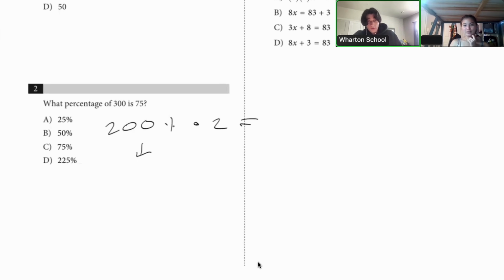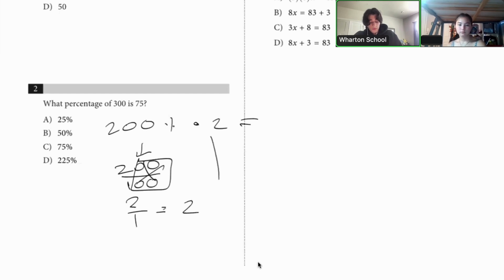So we know we have 200%, right? What does percent mean? Over 100. So then as a fraction, it would be 200 over 100. And what happens when you're dividing two numbers with an equal amount of zeros? They cancel each other out, so it'd be 2 over 1, which is just equal to 2. And then we're just multiplying that by 2, which is going to equal 4.